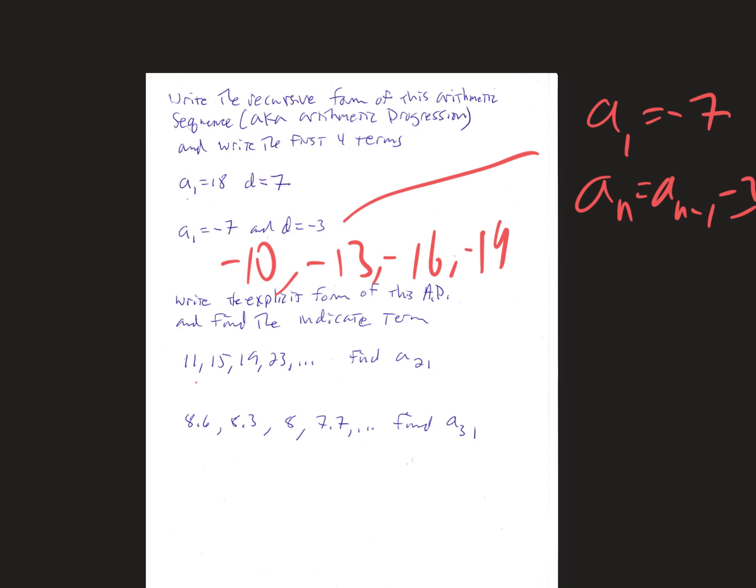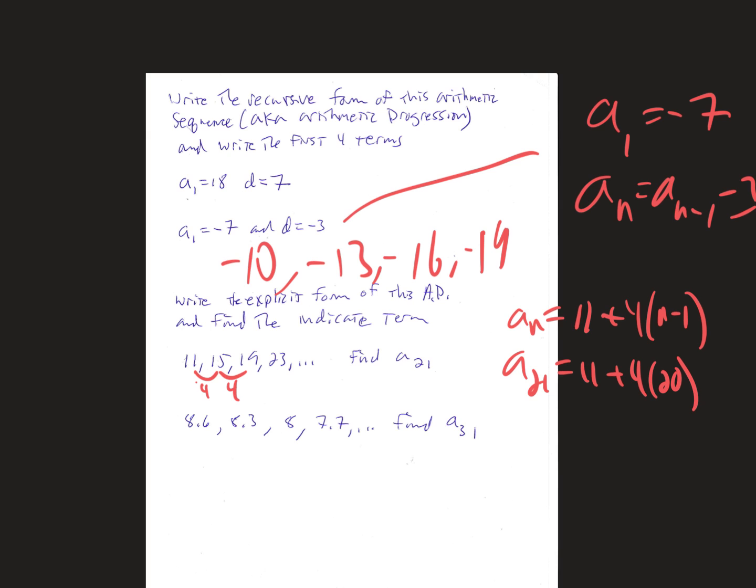And I'll just do this now. I see it's going up by 4 each time. So a sub n equals 11 plus 4 times n minus 1 would be the explicit formula. They want us to find the 21st term. So a sub 21 equals 11 plus 4 times 20, because it's n minus 1. That's going to be 80 plus 11, which is 91.